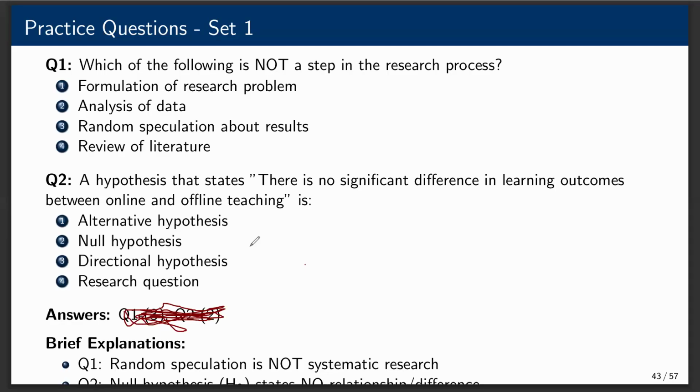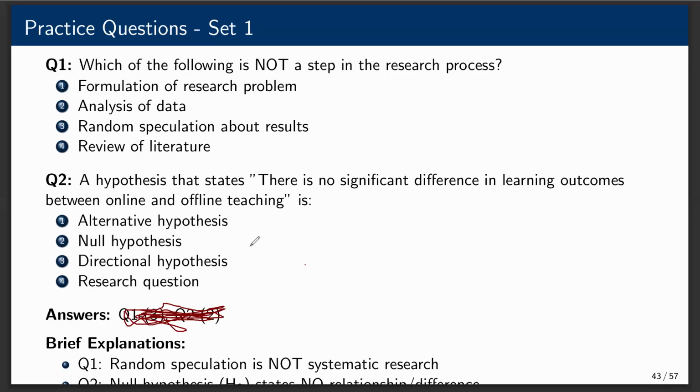Which of the following is not a step in the research process? Random speculation about result is not a correct step in the research process. So it is not a systematic research process. It is not a part of the systematic research process. Yes, sir.